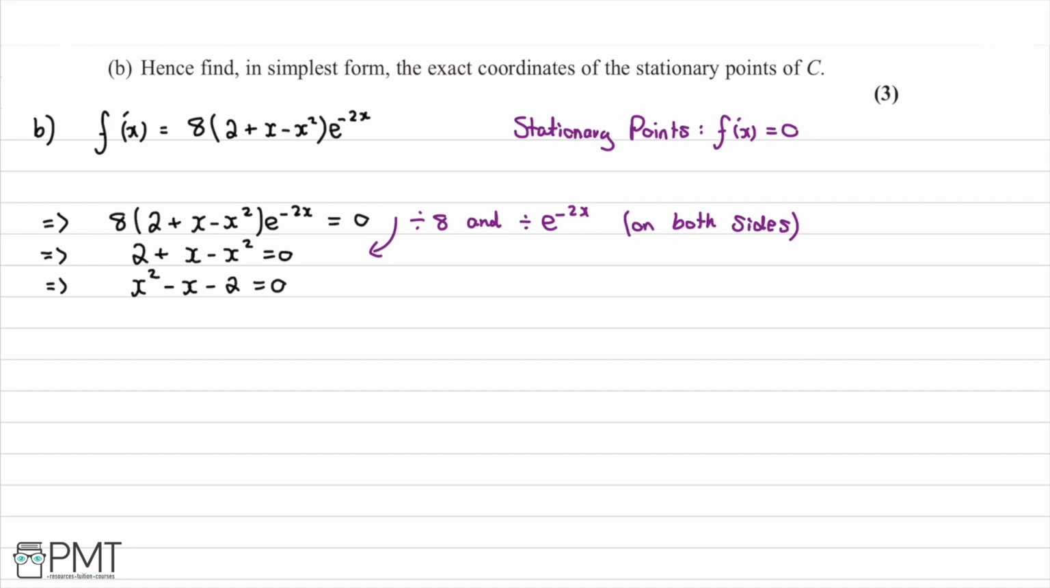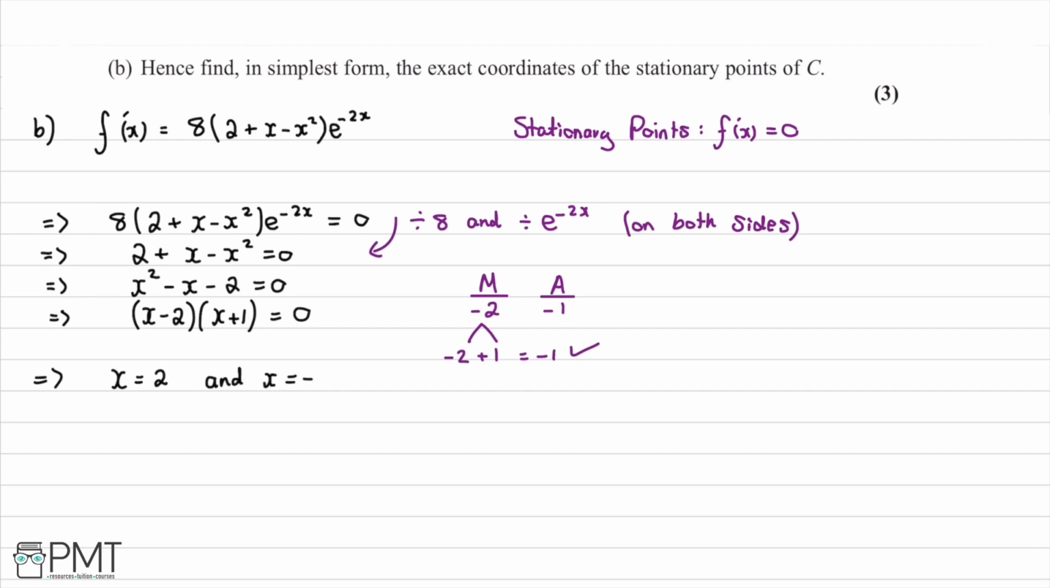Now I want to solve this. We want a number that multiplies to negative 2 and adds to negative 1. What numbers fit this? If we have negative 2 and multiply it by positive 1, that gives negative 2, and negative 2 plus 1 is equal to minus 1 also. So this is good, our factors are negative 2 and 1. We have therefore that (x - 2)(x + 1) equals 0. So x is equal to 2 and x is equal to negative 1.